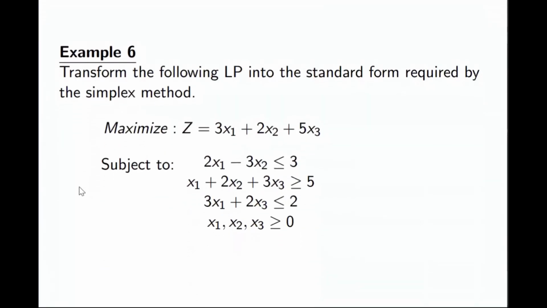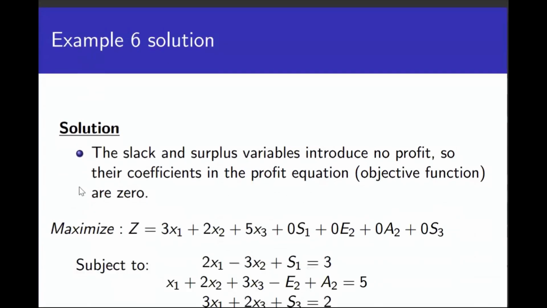Let's take another example. Maximize z equals 3x1 plus 2x2 plus 5x3 subject to 2x1 minus 3x2 less than or equal to 3, x1 plus 2x2 plus 3x3 greater than or equal to 5, 3x1 plus 2x3 less than or equal to 2, x1, x2, x3 greater than or equal to 0.